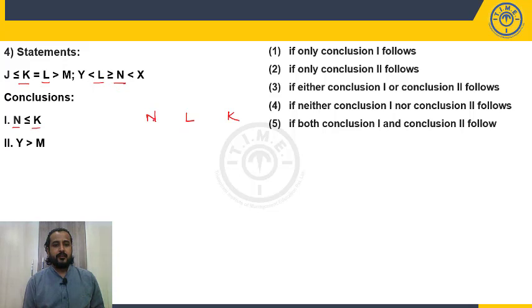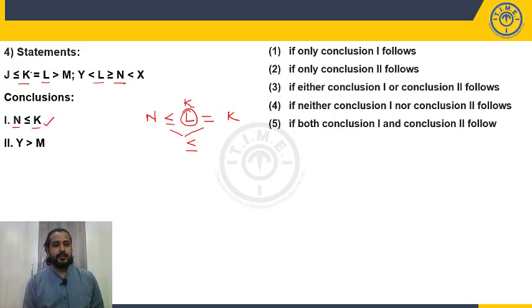What is the relation that I have between n and L? L greater than or equal to n, which is nothing but n less than or equal to L. What is the relation that I have between L and k? k equal to L, which is nothing but L equal to k. Less than or equal to and equal to leads to less than or equal to, because when L equals k, in the place of L, what can I substitute? k. So n less than or equal to k. Right. So first conclusion follows.